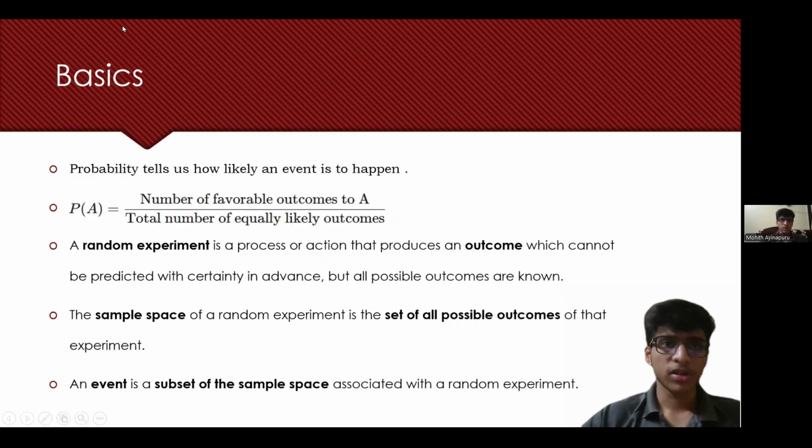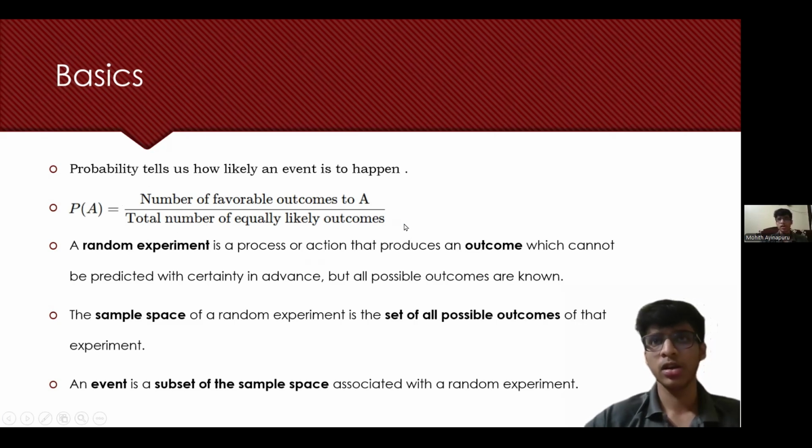Next, before going to the actual topic, the basics that we want to know: what is probability? Probability tells us how likely an event is to happen. So it mainly deals with the chance, the percentage of chance that the event is going to happen. And probability can also be defined as the number of favorable outcomes of an event A to the total number of equally likely outcomes.